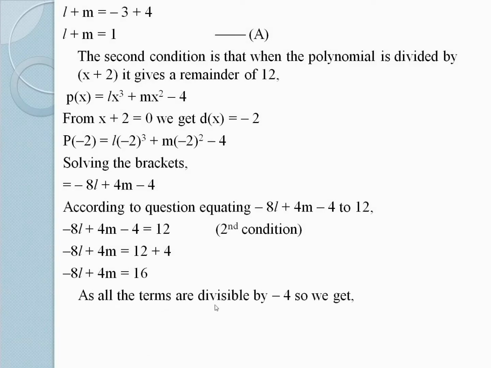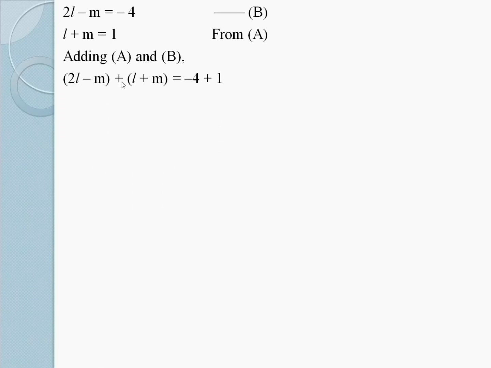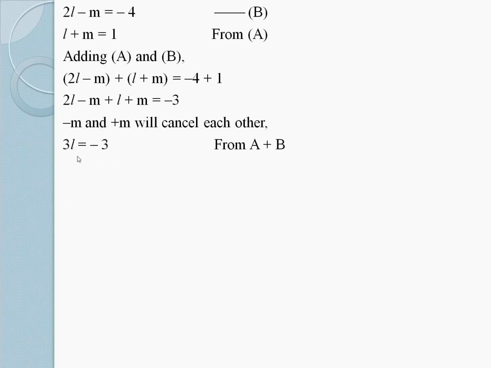As all the terms are divisible by minus 4, so we get 2L minus m equals minus 4, equation B. L plus m equals 1 from A. Adding A and B, 2L minus m plus L plus m equals minus 4 plus 1. 2L minus m plus L plus m equals minus 3. Minus m and m will cancel each other. 3L equals minus 3 from A plus B.